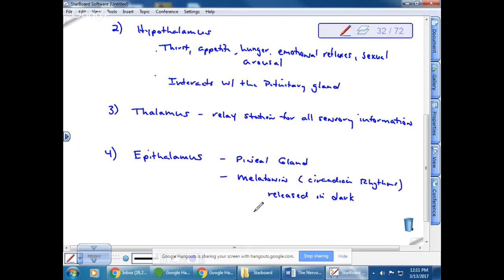Yeah. How does this relate to sundowners? Does that have an effect on people that have sundowners, where they get more energized?